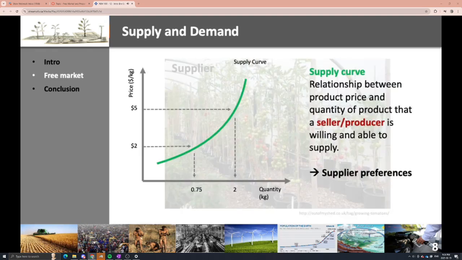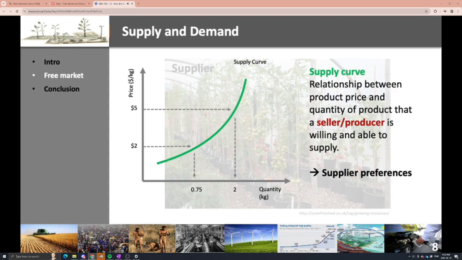The answer to this question is what's known as the supply curve. On this chart, you see the quantity of a product along the x-axis at the bottom and the price of this product on the y-axis on the left. The green line represents the supply curve that describes what combination of price and quantities are acceptable to the suppliers.